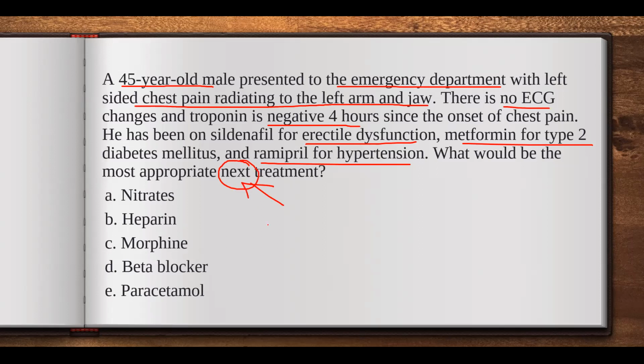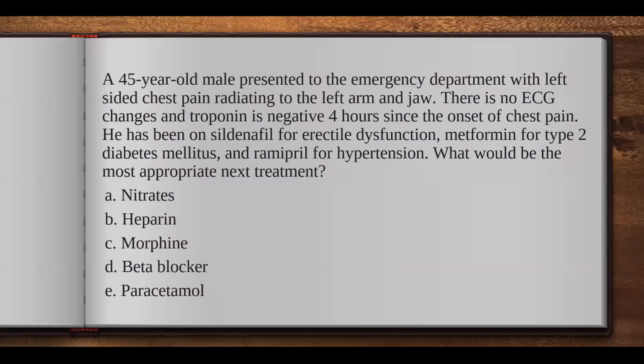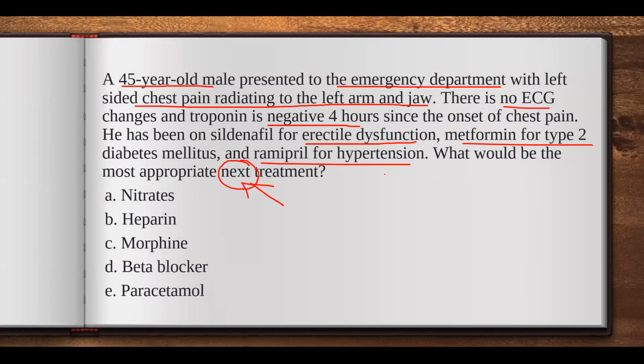So you got a 45-year-old with left-sided chest pain radiating to the left arm and jaw, no ECG change or troponin rise after 4 hours of onset of chest pain. Right? So what do you want to give to this patient? That means this patient is still having chest pain. Okay, they haven't said that the patient is pain-free. As we understand, there is no ECG change or troponin change. Now, again, we can't just say that it's not myocardial infarction because we need to do a repeat ECG and a repeat troponin before we say that. It can still be a possibility of MI.